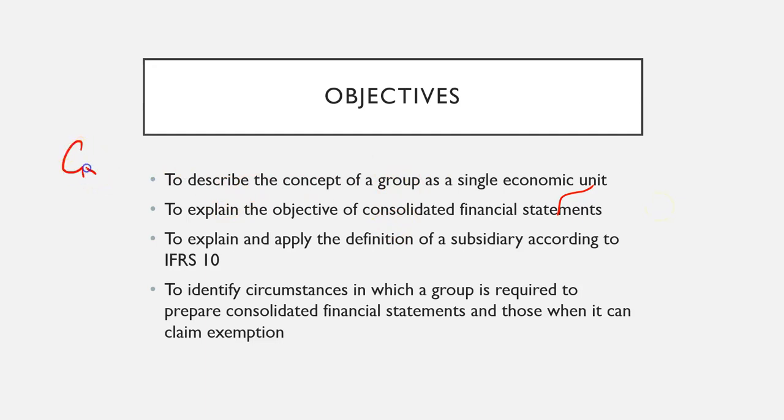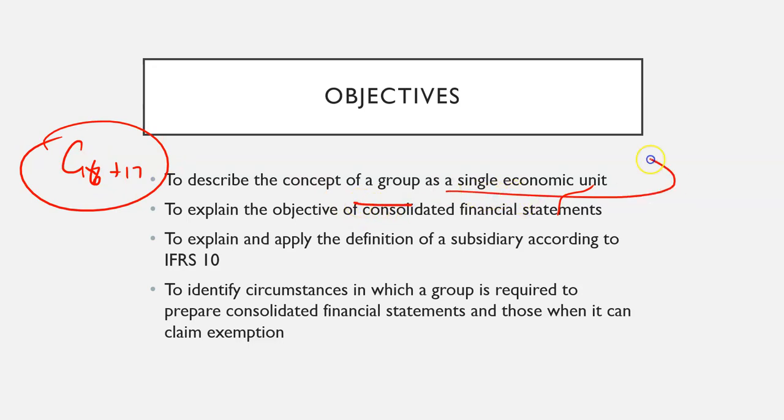Chapters 16 and 17 really talk about this concept of a group, discussing a group as a single economic unit. So let's just go through the objectives. What is the point of these consolidated financial statements? We're going to be looking at that. IFRS 10 is our guide. It almost states the rules and the structure behind what defines a group.